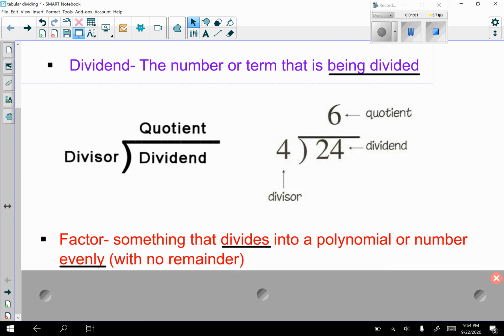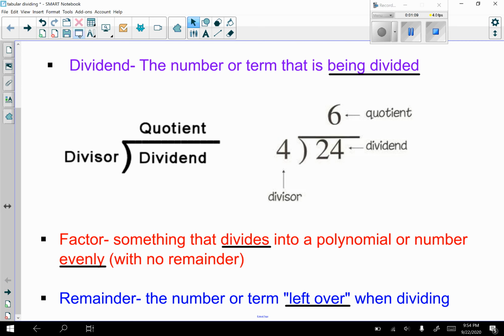A factor is something that divides into a polynomial or number evenly with no remainder. And a remainder is the number or term left over when you are dividing.